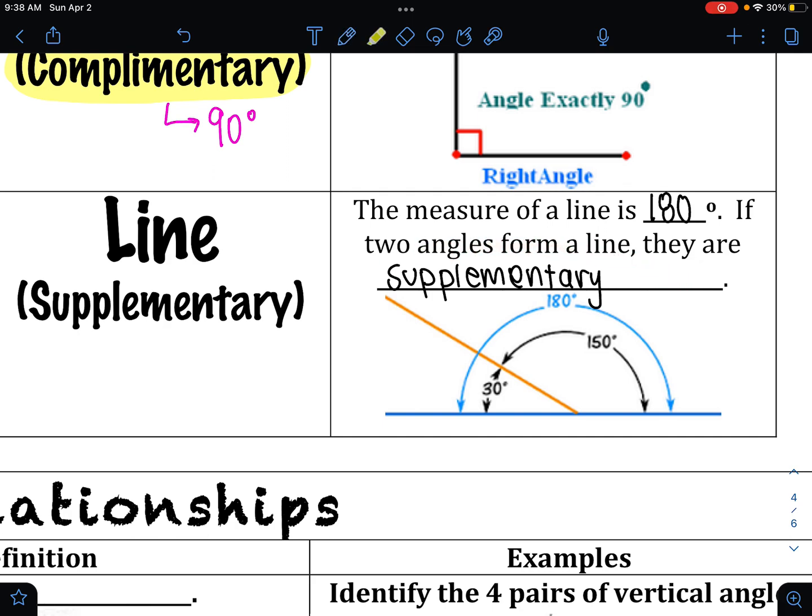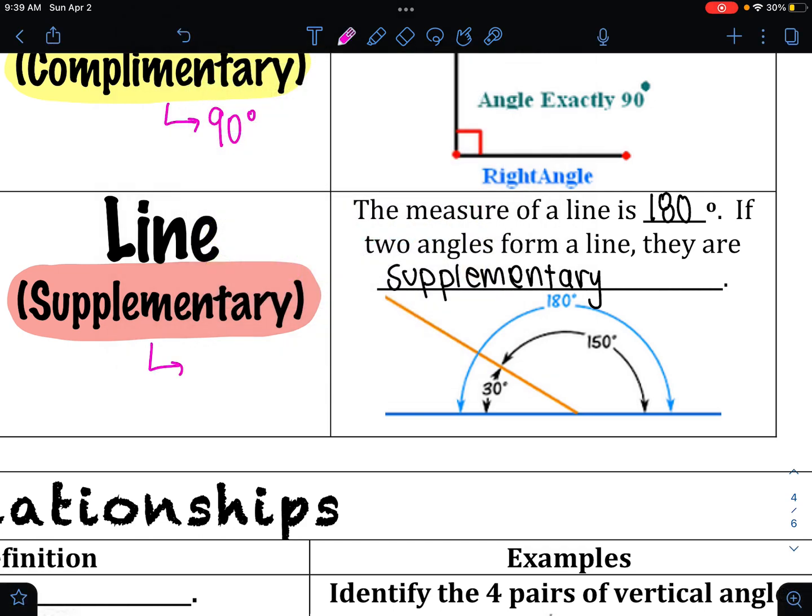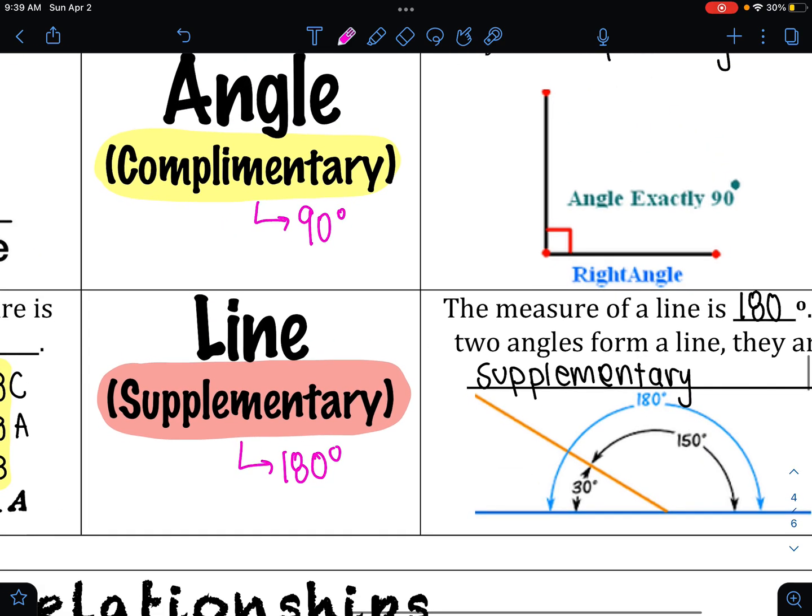So you might also want to highlight that in a different color. That's another term that's going to be super important in this chapter, knowing what it means. And I know that I used to get these confused all the time. So complementary, supplementary. So I want to give you a little tip to help you remember it.